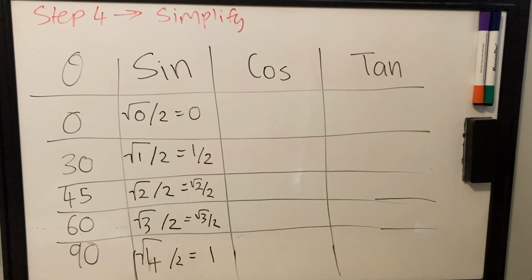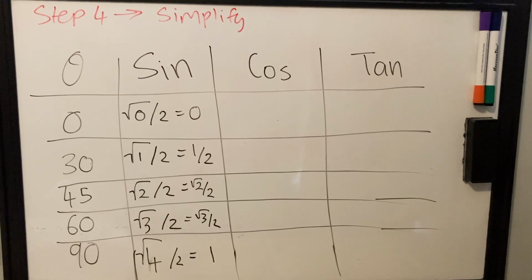Step 4 is to simplify the fractions. So root 0 over 2 is 0. Root 1 over 2 equals half. Root 2 over 2 doesn't simplify, and so does root 3 over 2. And root 4 over 2 simplifies to 1.